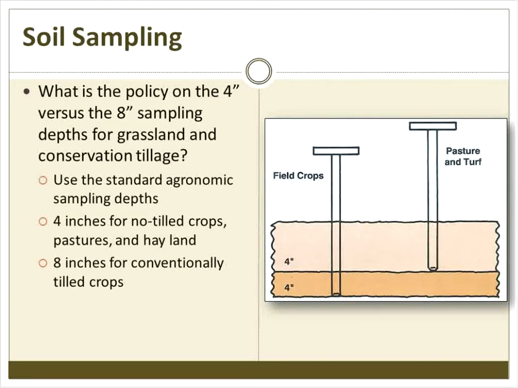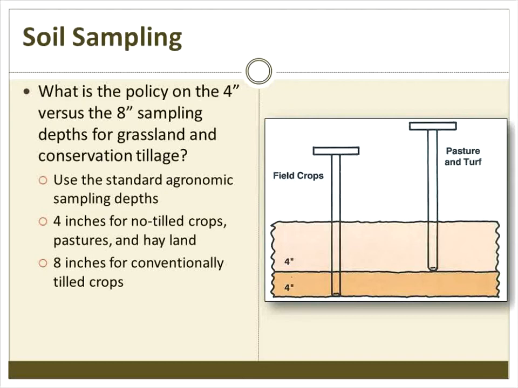When we're discussing soil sampling, and Dr. Krause has already gone through this in a previous session, for pasture and turf, we tell you to use a 4-inch sample. For conservation tillage, we tell you to use a 4-inch sample. And for field crops that are conventionally tilled, we tell you to use an 8-inch sample.